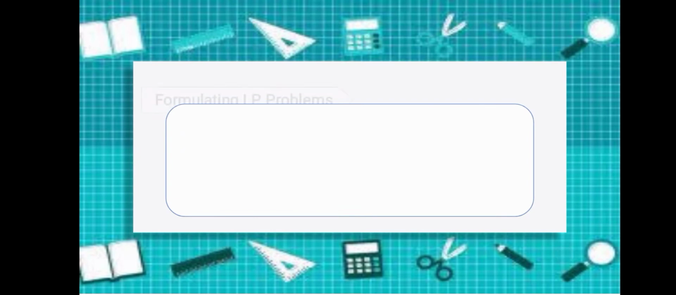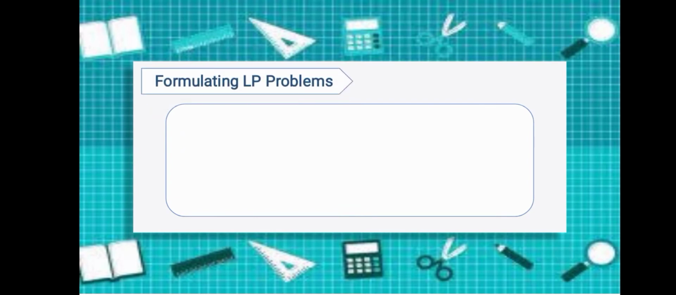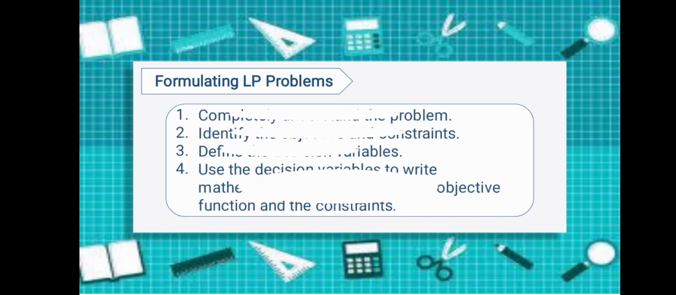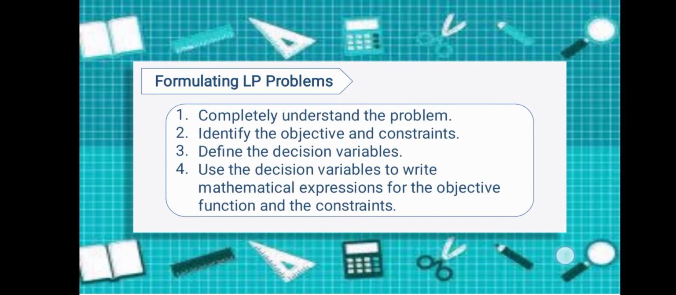So now, let's proceed to the step-by-step process of formulating LP problems. First, we will completely understand the problem. It is very important to understand the problem because if you understand the problem, you can answer correctly. Next is to identify the objective and constraints. Then third is to define the decision variables, which are the variables you will use so that you won't be confused. Fourth, use the decision variables to write mathematical expressions for the objective function and the constraints.